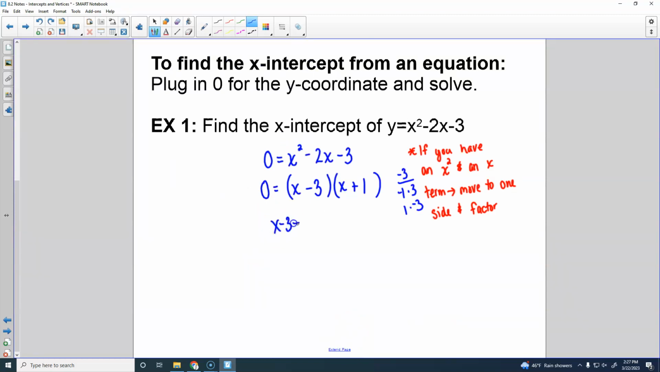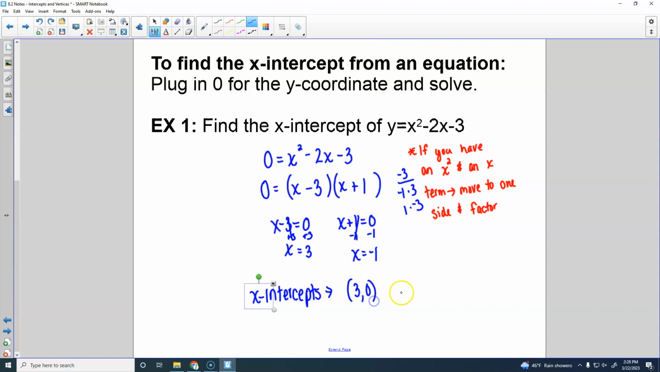x minus 3 equals 0, and x plus 1 equals 0. So x here, you're going to add 3 to both sides. x is going to equal 3. And right here, you're going to subtract 1 from both sides. And so x will equal negative 1. So your x-intercepts are going to be at 3, 0, and negative 1, 0.